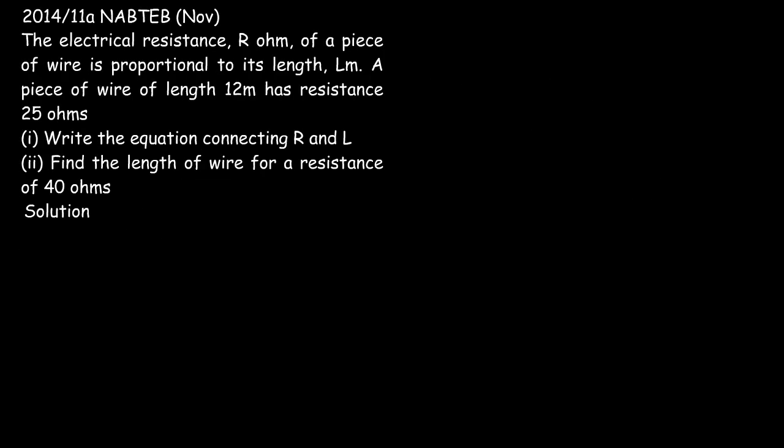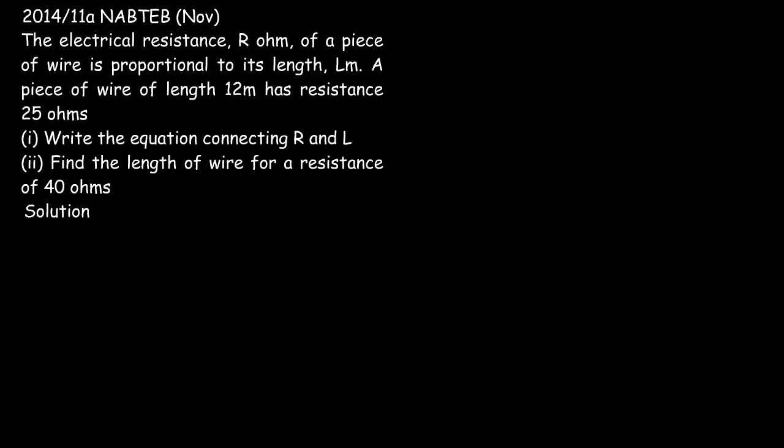We have another question from NATEP 2014. It states that the electrical resistance R ohms of a piece of wire is proportional to its length L in meters. A piece of wire of length 12 meters has resistance 25 ohms. Roman numeral I, what's the equation connecting R and L? And Roman numeral II, find the length of wire for a resistance of 14 ohms.